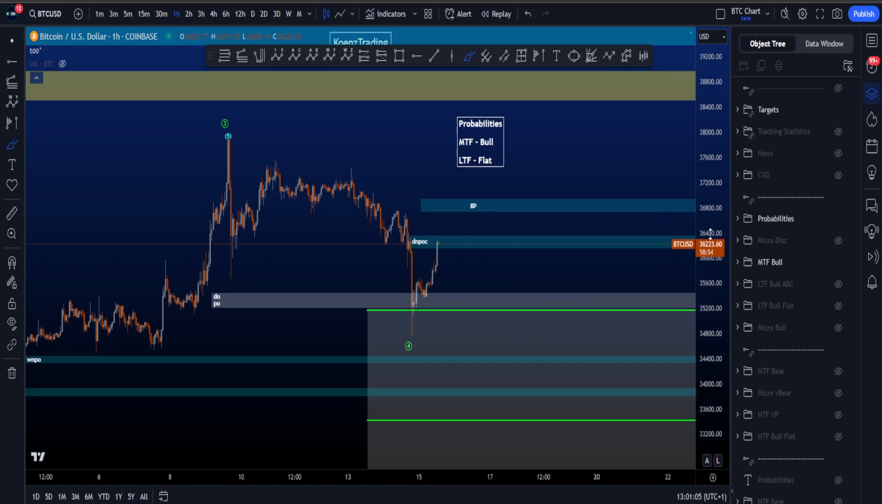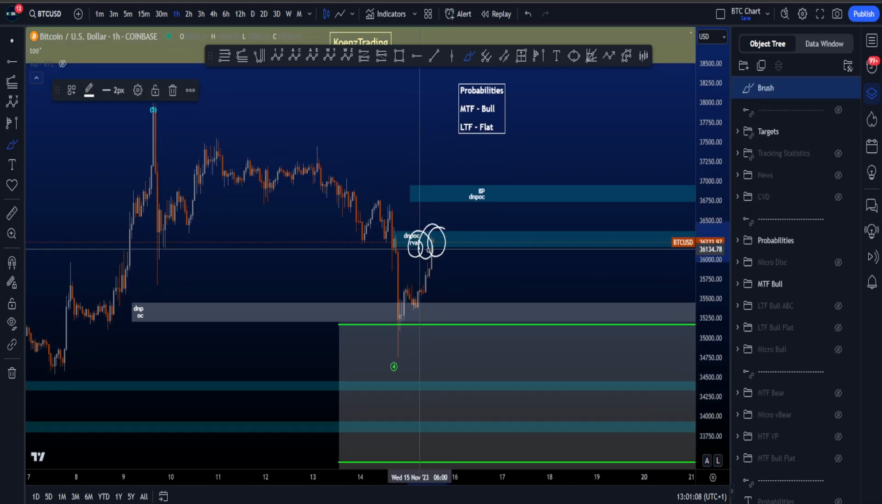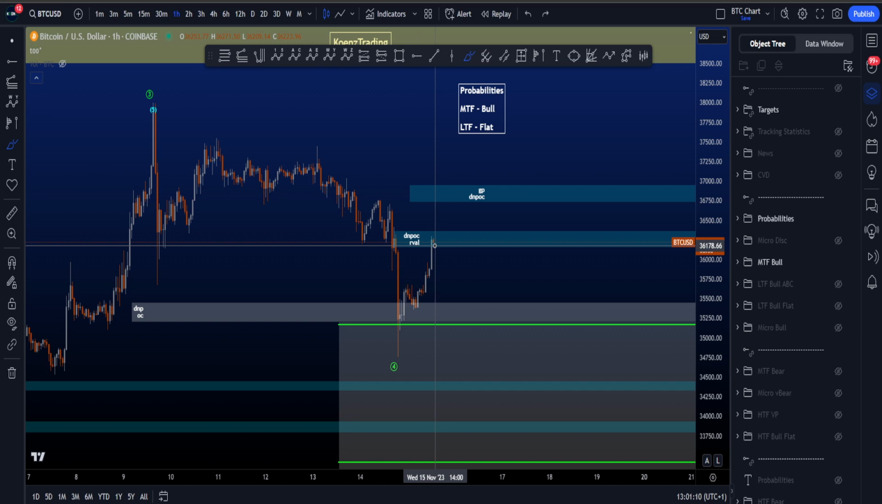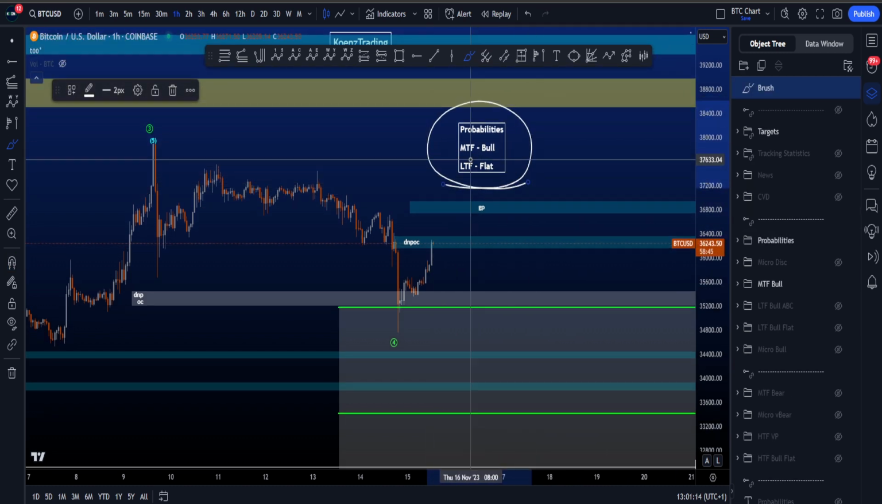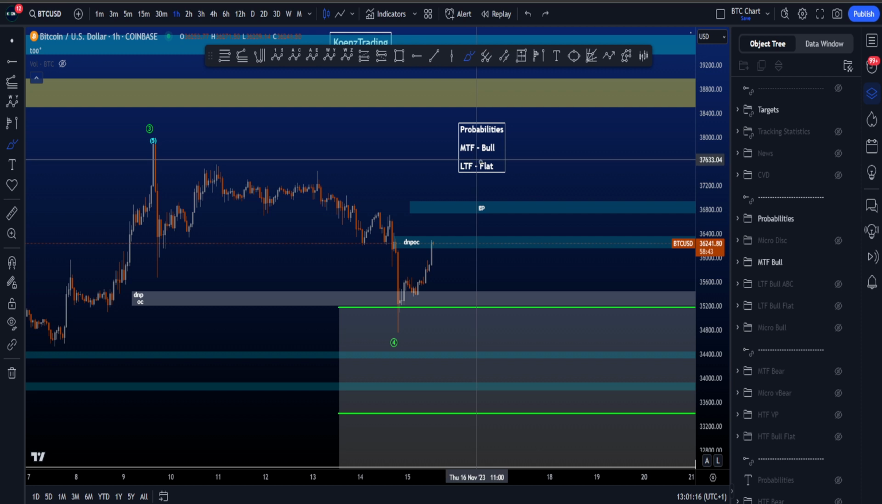By all means, we currently are at resistance. I always like to go level by level, observe the reactions, and then we'll take it from there. But currently the probabilities are higher on the medium time frame for the bullish scenario and on the low time frame for the flat scenario, which also means you're going to move up, and we just have to observe how price then moves to the upside.